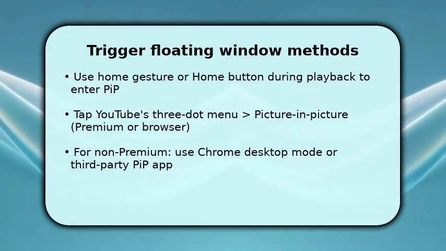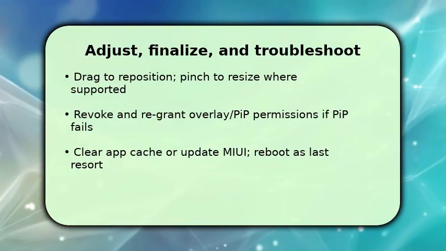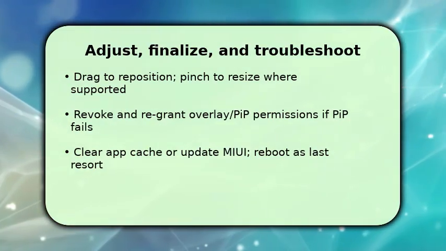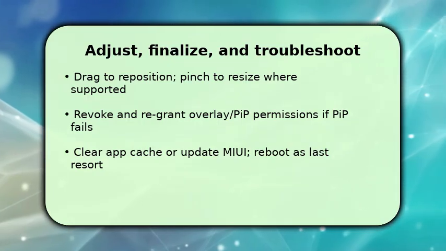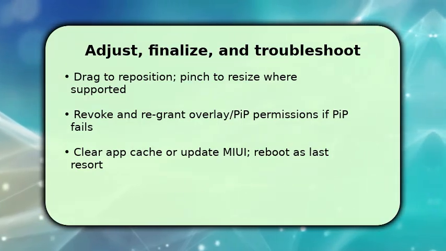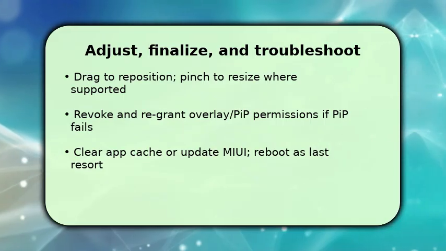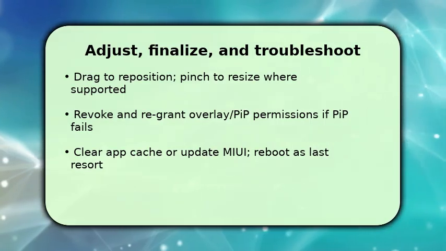You finish by positioning and resizing the floating window. Drag it to a screen corner and pinch if resizing is supported. If Pi-P doesn't show, revoke overlay and Pi-P permissions, then re-grant them. This often fixes permission glitches.